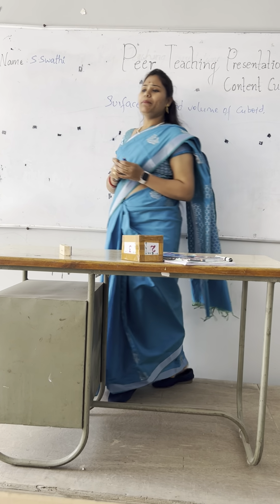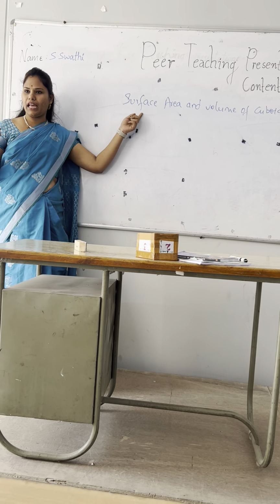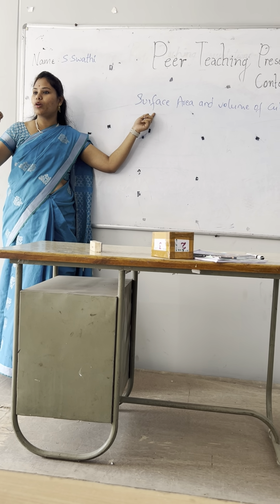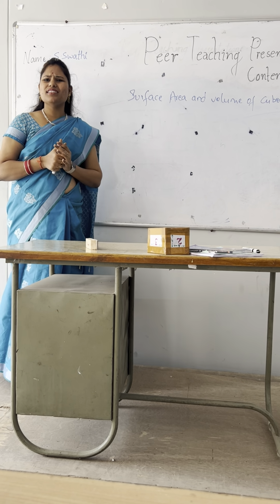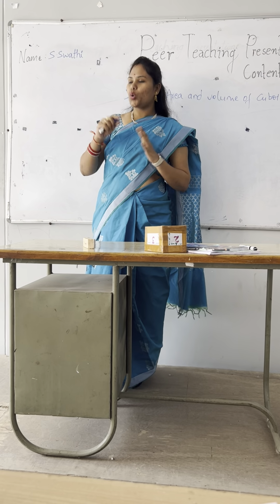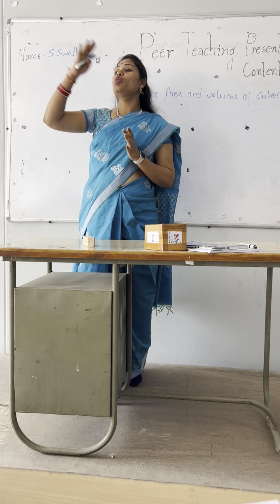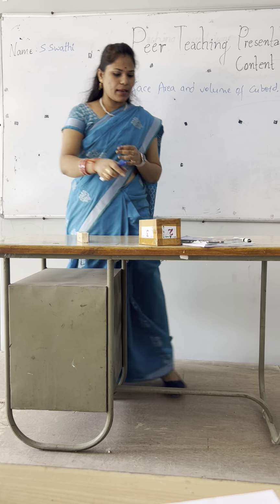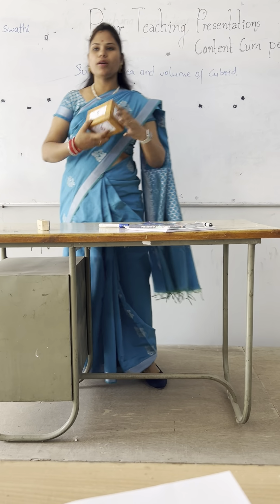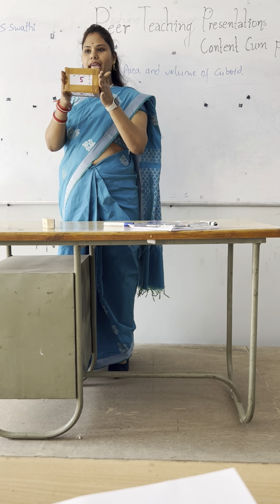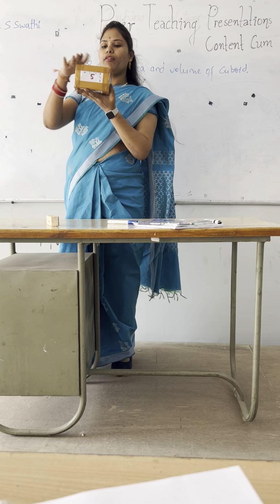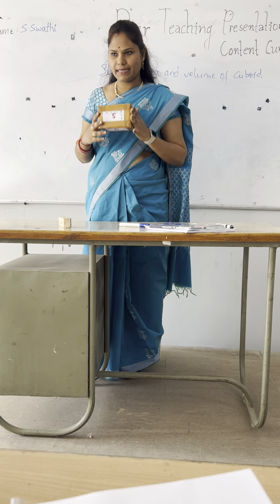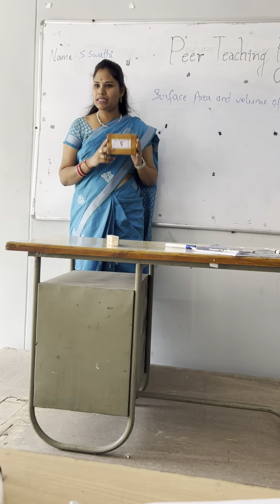Now let me tell you, surface area has two types: the total surface area and lateral surface area. First, we will discuss the total surface area. So what is this total surface area? Total surface area is a term used to measure the size of the whole shape. Suppose you have taken this object, so we will take the area of all these faces. I am taking this box as an example to show you in depth about the total surface area.